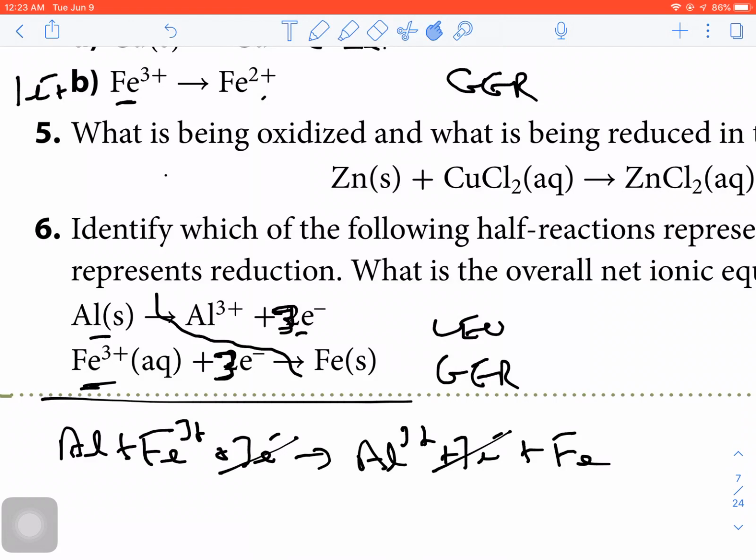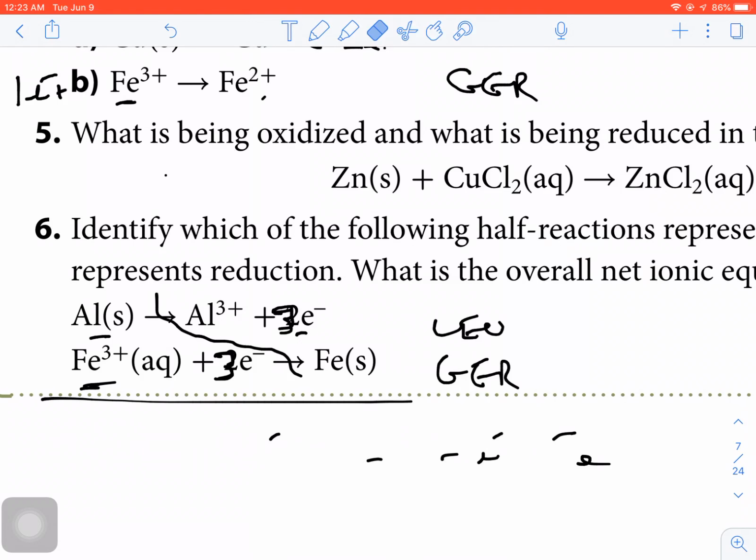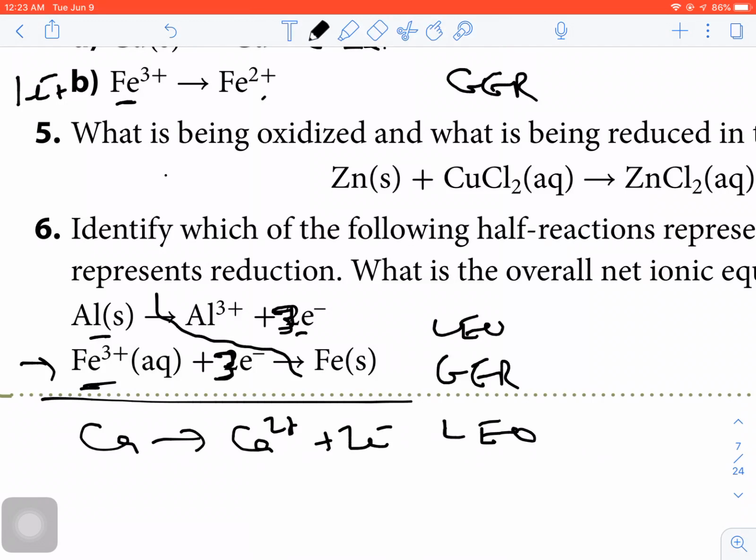If I had calcium, if I had aluminum, if I had this one here, and I have calcium becoming calcium 2+ plus 2 electrons. So there's my Leo. Right, there's my oxidation reaction. So if these 2 reactions are happening together, if I add those 2 up, notice what I've got.